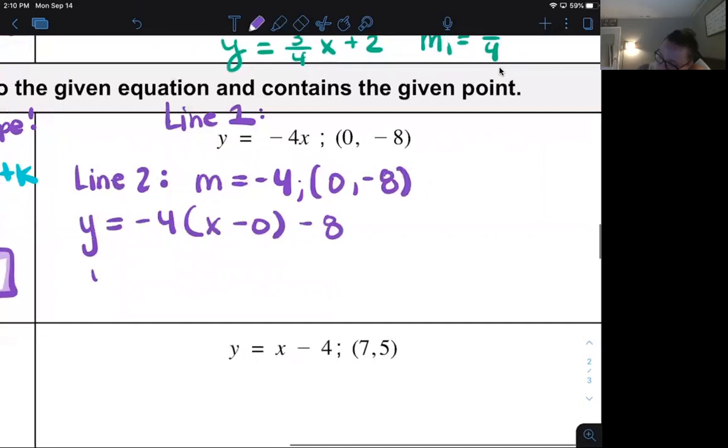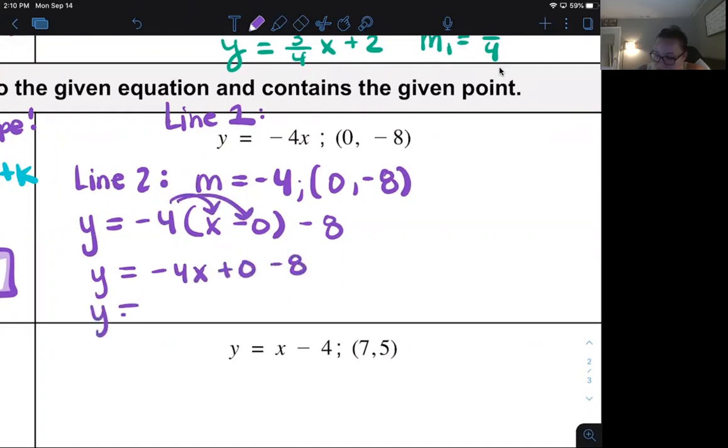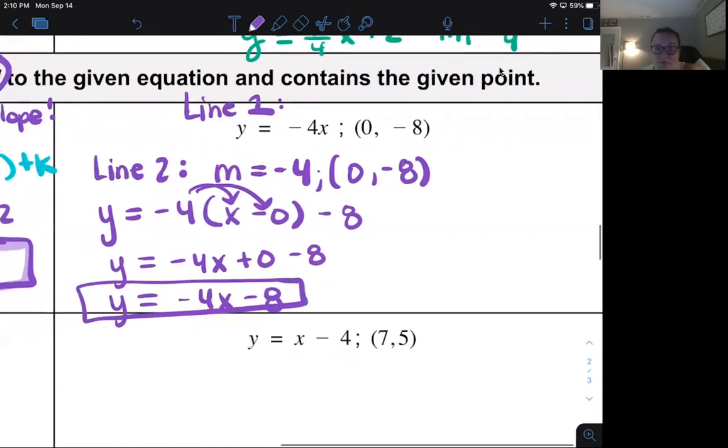Let's distribute that negative 4. Y is equal to negative 4x. Negative 4 times negative 0 is just 0. And then y is equal to negative 4x minus 8. There we go. Now it's your turn.